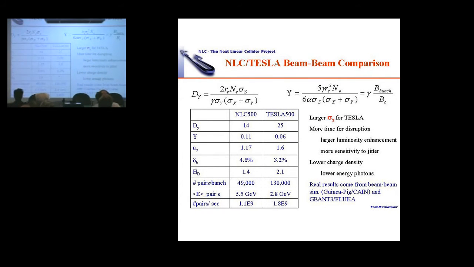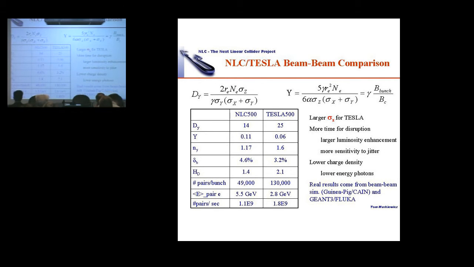Reinhard had a plot like this. I just wanted to say down here that these are the numbers for NLC and TESLA: 1 times 10 to the 9th and 2 times 10 to the 9th. This is basically in the ratio of the luminosities. It's the same disruption which is producing the 3.4 versus 2.0 luminosity numbers that's producing this. For my understanding, it's really the larger sigma z that gives more time for disruption that's responsible for all of this.